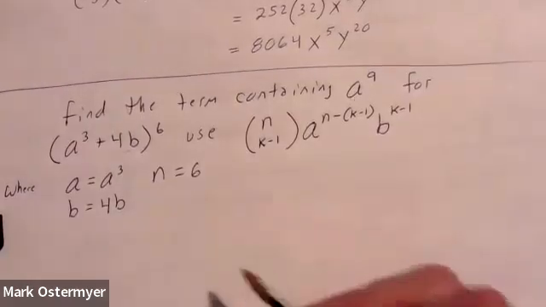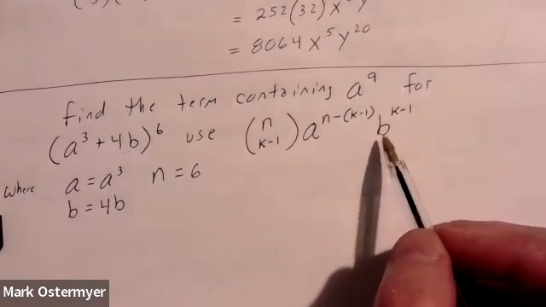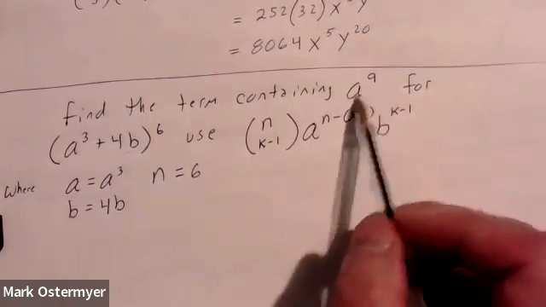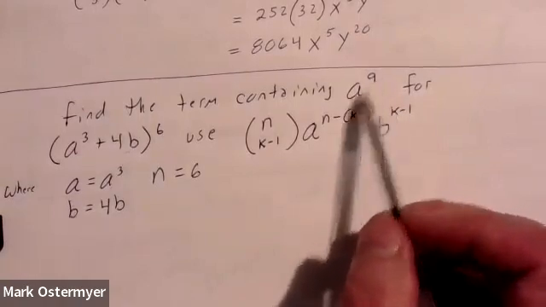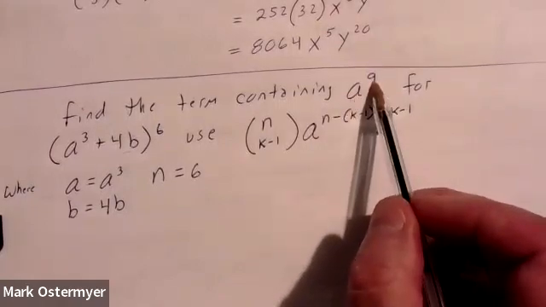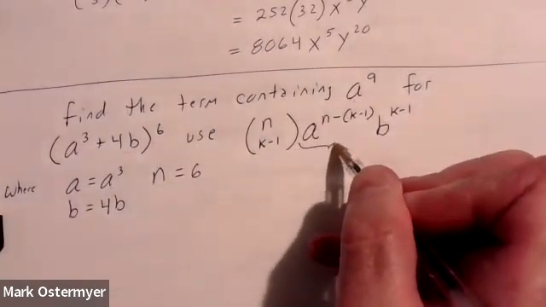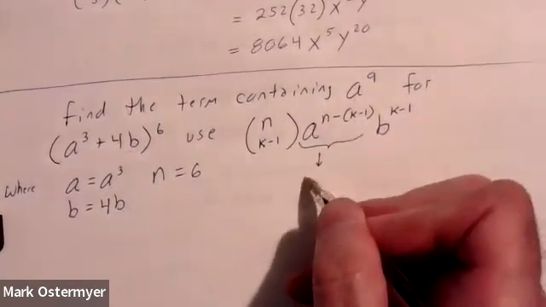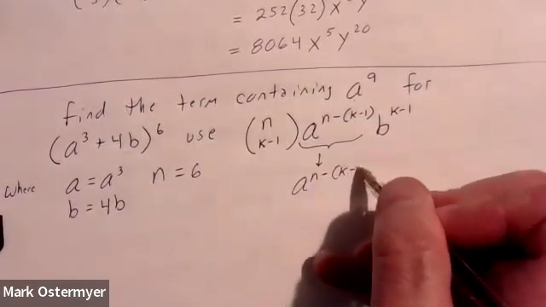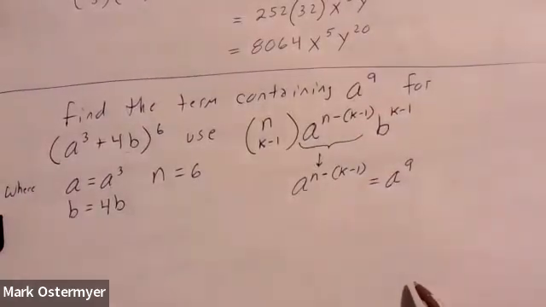So notice, ladies and gentlemen, I just want to find a term that has a to the 9th power in it, correct? The only thing that concerns me is that my a raised to this power has to be a to the 9th power. Being the case, I'm going to extract this factor of my formula, and I'm going to force this factor to be equal to a to the 9th power. Do you see that there?